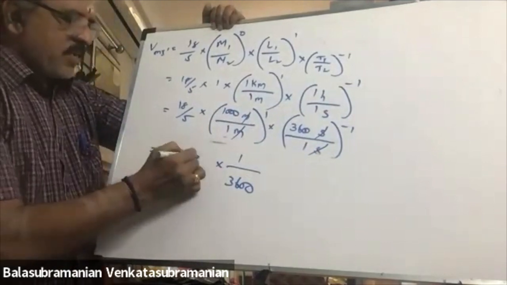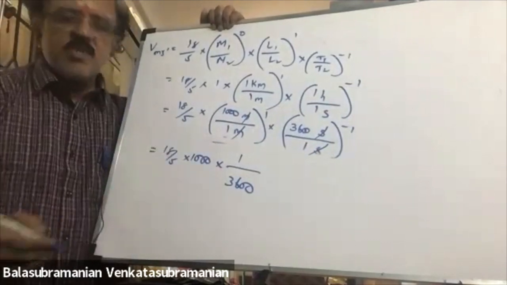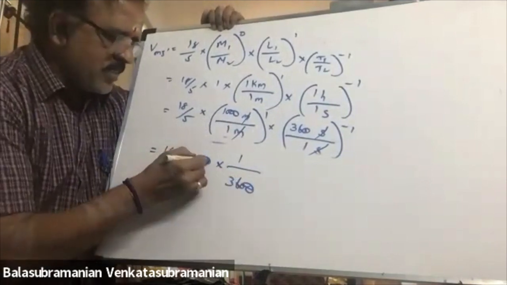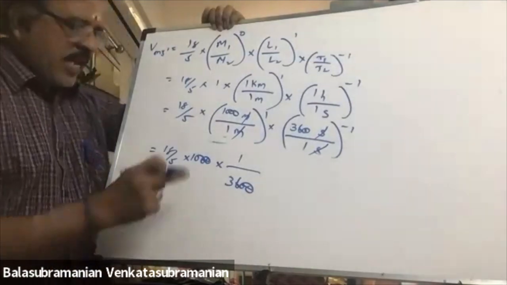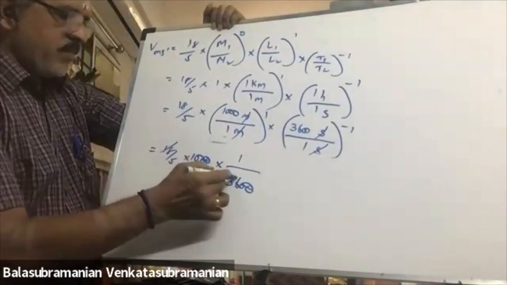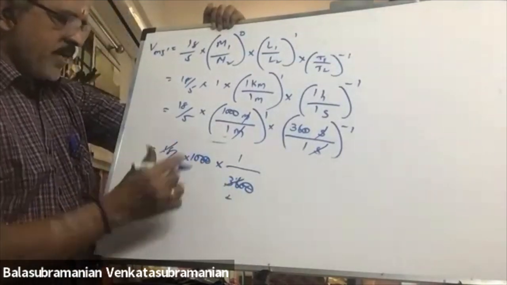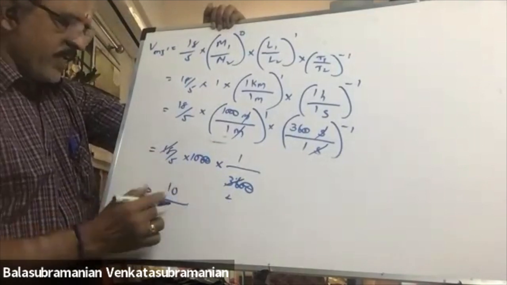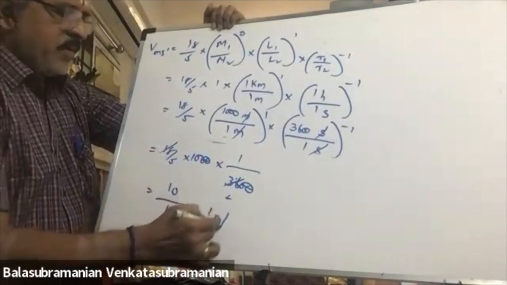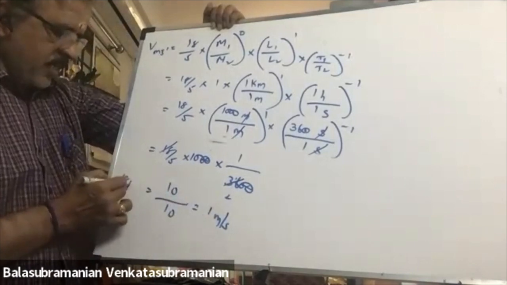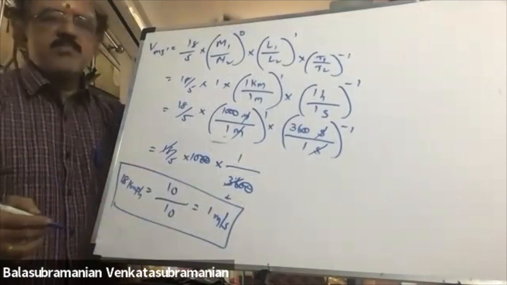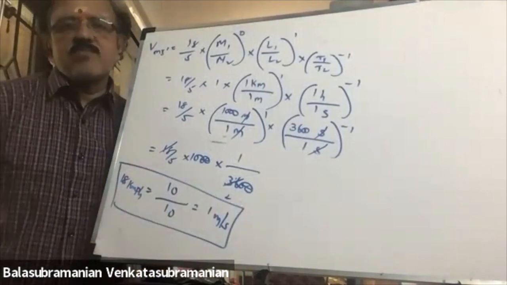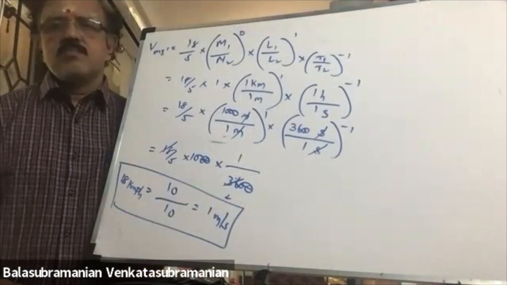1000 only I will write that. Okay, right, no problem. 2 zeros cancel. 18 and 36, 2 times. So numerator is 10, denominator is 5 into 2, 10, 1 meter per second. So 18 kilometer per hour is nothing but 1 meter per second. Simple.